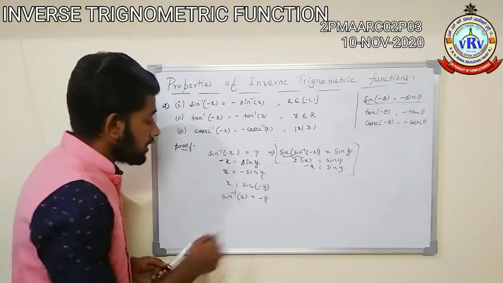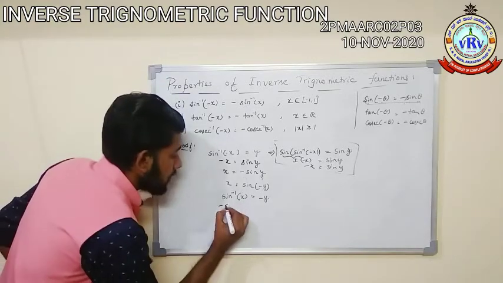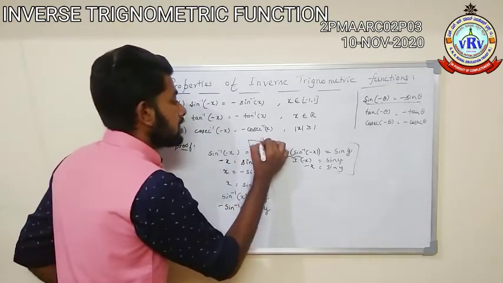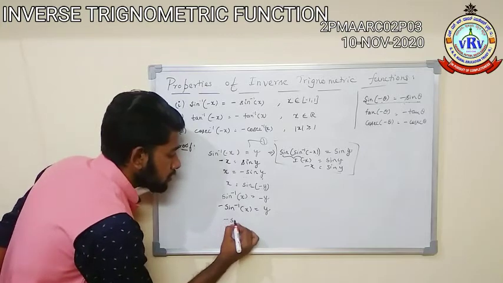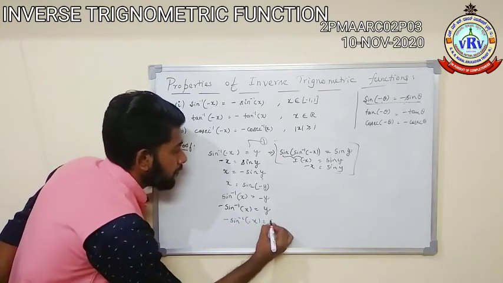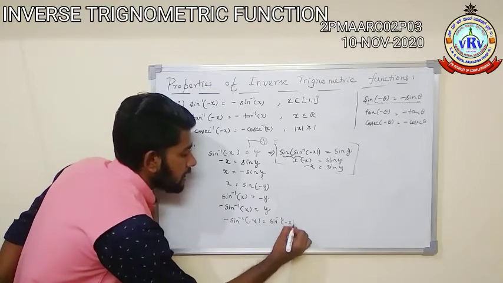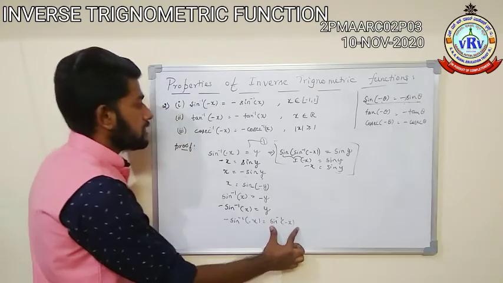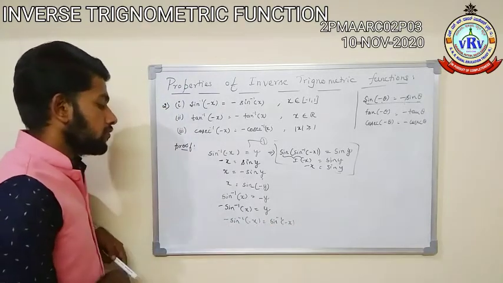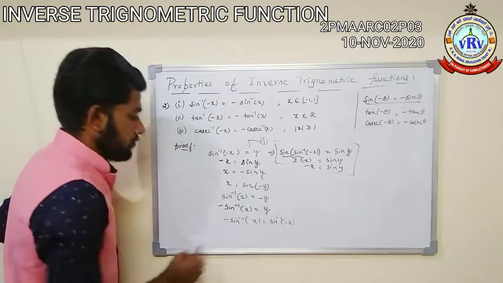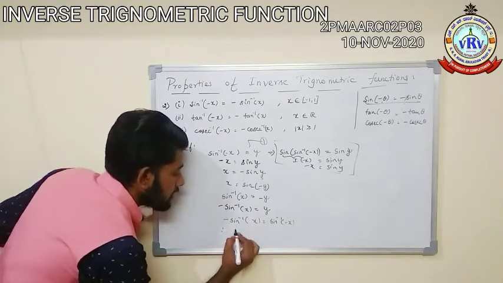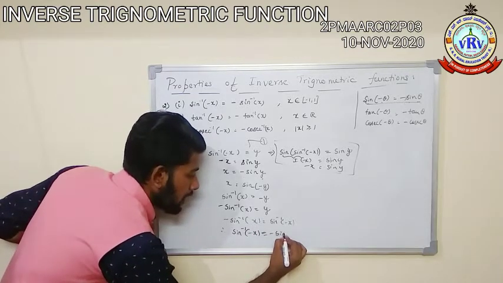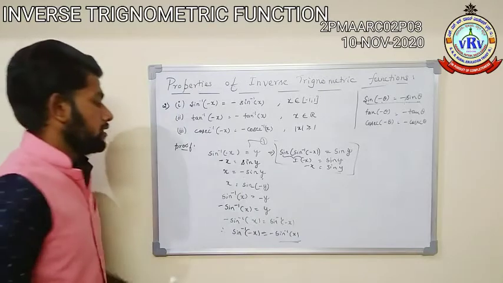So after that, let me take minus to the other side. Minus sine inverse of x is equal to y. From this equation, I can substitute y as sine inverse of minus x. Therefore, from this expression, sine inverse of minus x is equal to minus of sine inverse of x.